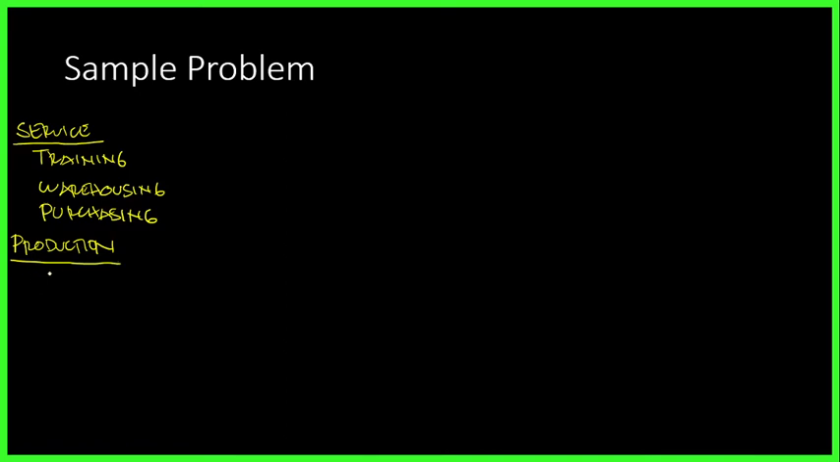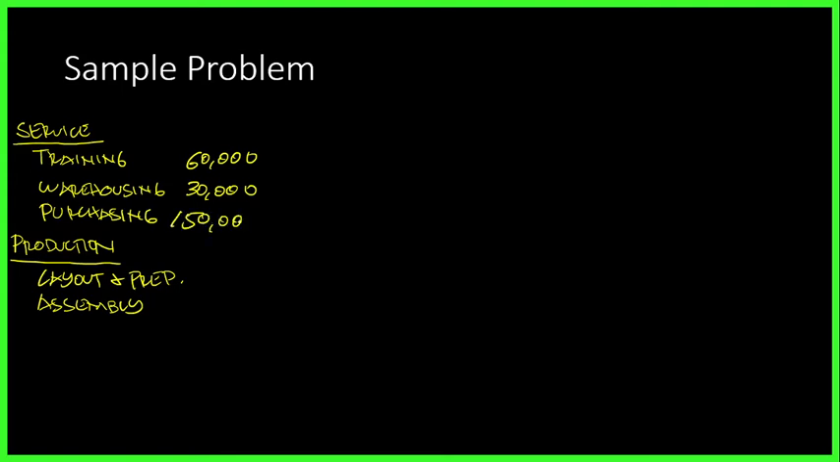Let's say layout. Layout and cutting, or layout and preparation. Layout and prep, and then you have your assembly. Okay. And now let's assume that they have the following costs. Let's say 60,000. Okay, let's make it 60,000. Let's say this one is 30,000 and let's say that this one is 150.